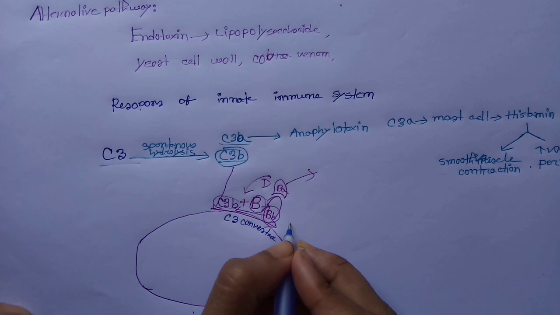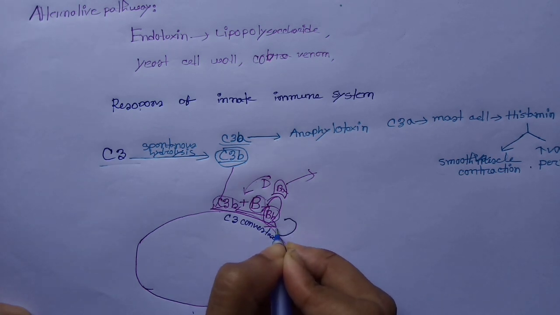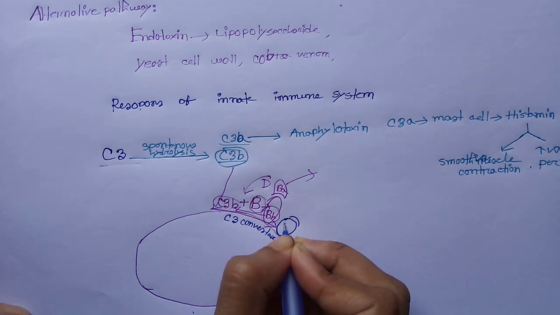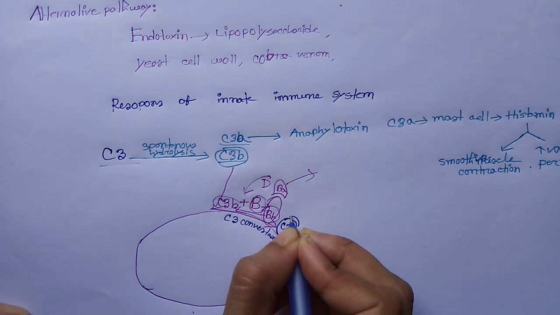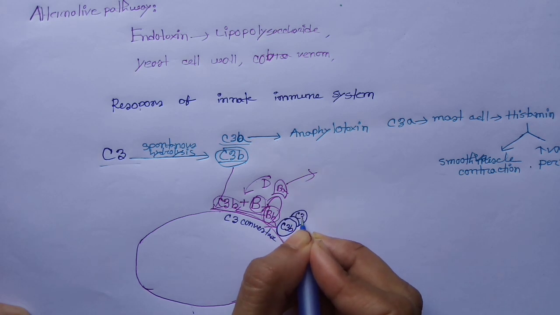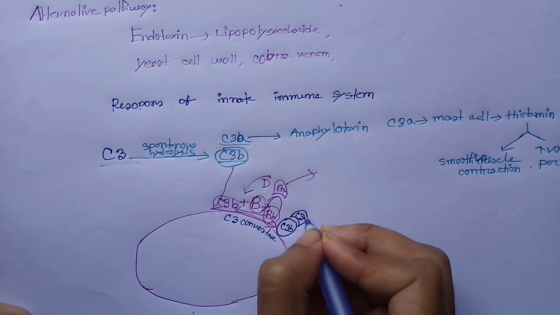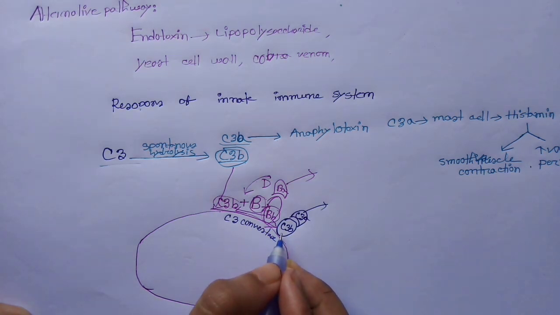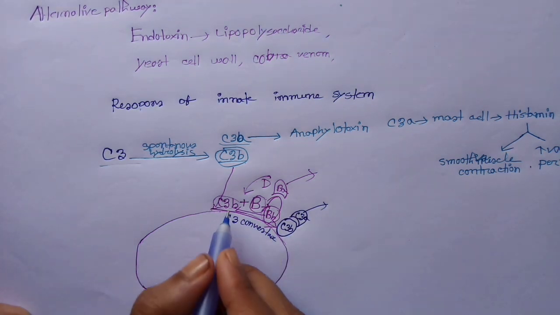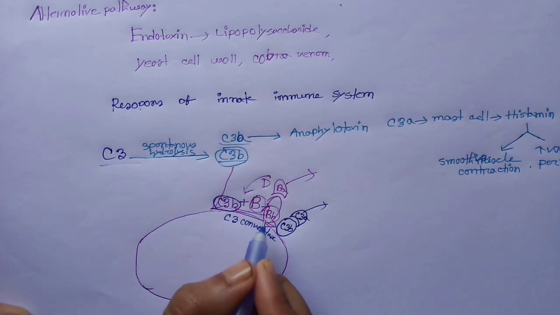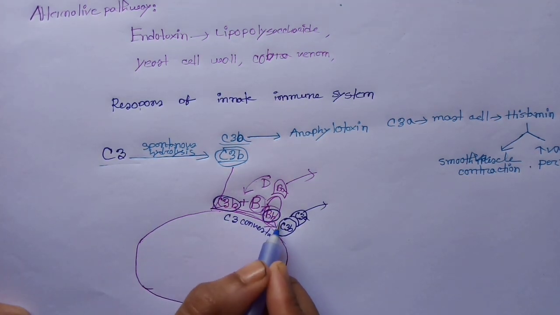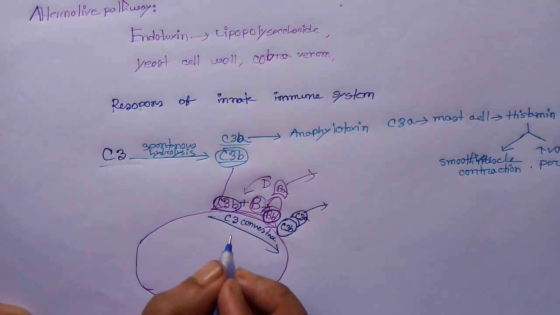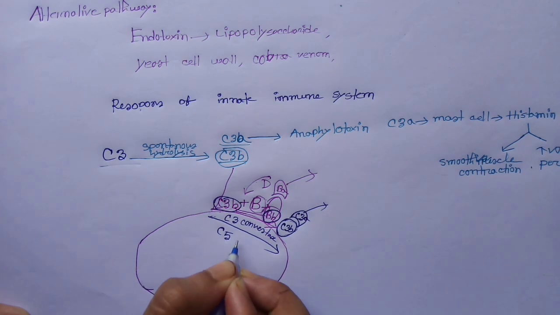and act on C3 and divide it into fragments C3b and C3a. C3a will go away and C3b will attach to the remaining complex, C3b, Bb and C3b. Now they act as a C5 convertase.